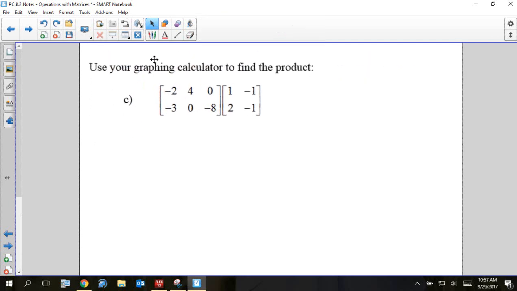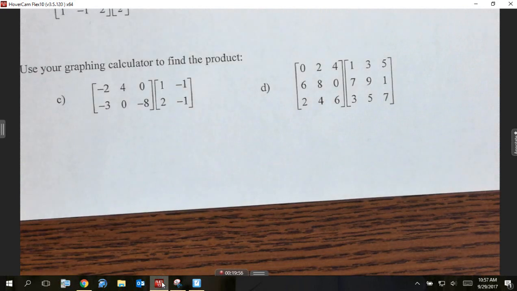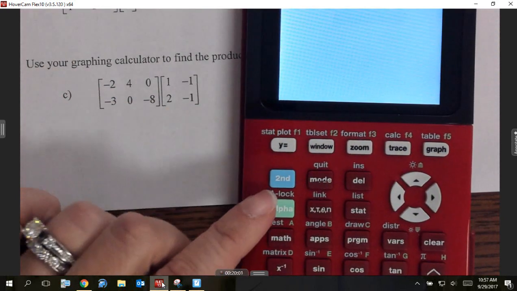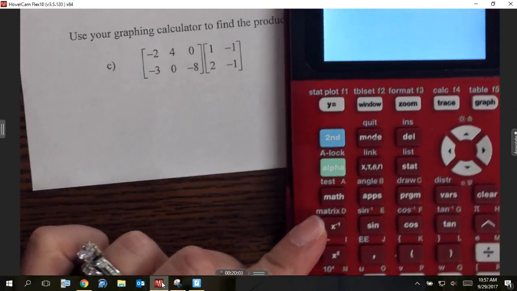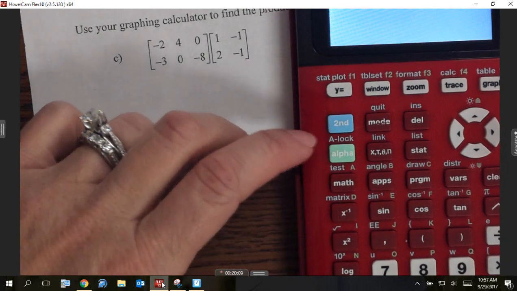Okay, use your graphing calculator to find the product. I have it here. So when you turn on your calculator, in this first column, there is a matrix button. You find the matrix button, and you have to hit second to get it. Second, x to the negative 1.